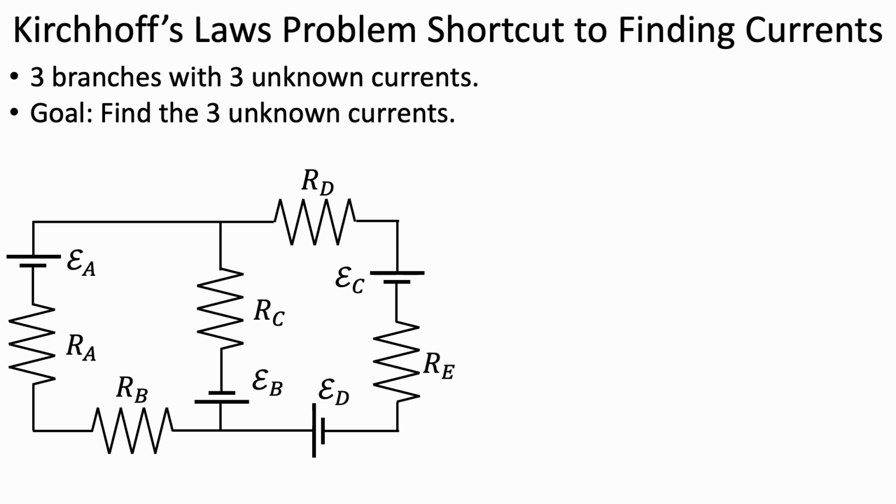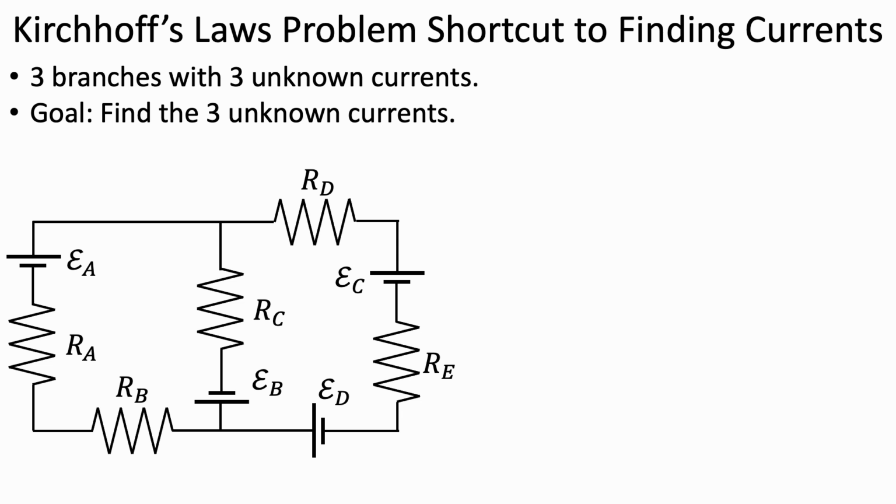In this video, I'll show a shortcut for solving Kirchhoff's laws problems. This method works for circuits with 3 branches that have batteries and resistors in them, such as the one shown on the screen, and when the goal is to find the 3 unknown currents. This is one of the most commonly encountered problems when applying Kirchhoff's laws in introductory physics.